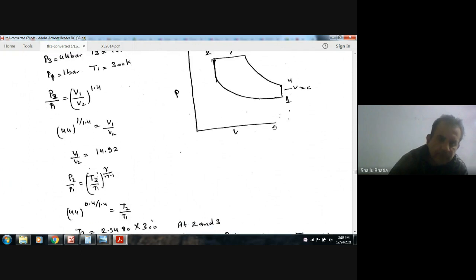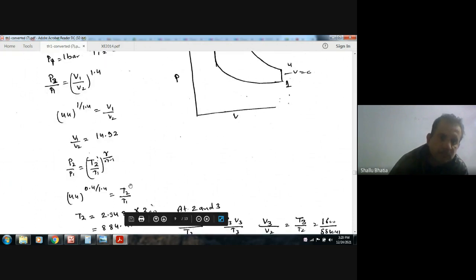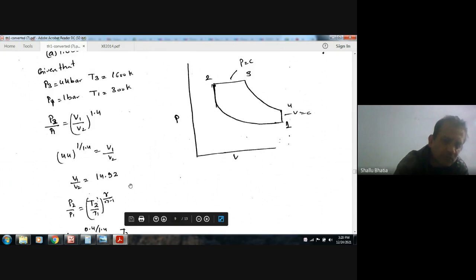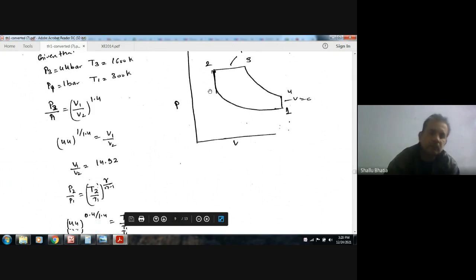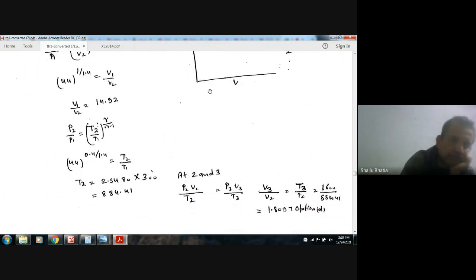Now the pressure ratio is P2 by P1, equal to (P2 by P1) to the power gamma divided by gamma minus 1. Now gamma is nothing but 1 by 4. Now we can calculate, using the isentropic relationship, the pressure, temperature, and volume at point 2. Now this is the temperature at point 2.